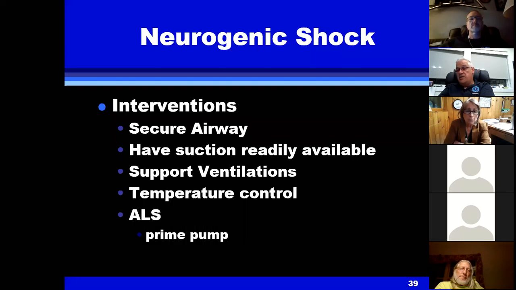On an ALS level, they're going to give them fluids to fill up that greatly increased vascular space. They may think of vasopressors, although I would say since we're so close to hospitals, they probably should just drive past the hospital. Okay. Psychogenic shock is another form of distributive shock.